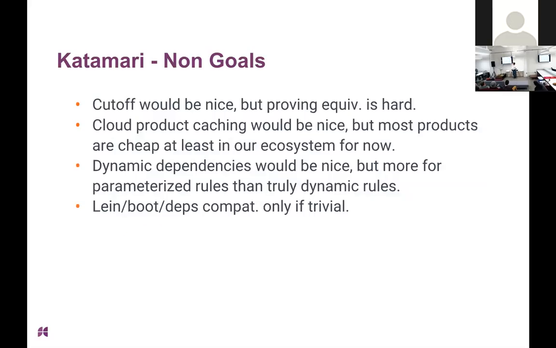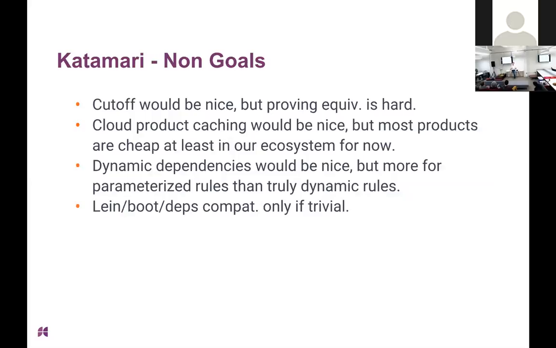Non-goals. Cutoff would be nice, but proving that equivalence is hard, and for the most part, the things we're building are really cheap. They're just like classpath entries, so cutoff is an over-optimization here, as far as I'm concerned. Cloud product caching, again, would be nice, but the primary thing I'm building here is the classpath, or at least classpaths, so it's just not worth the effort to be curling classpaths off a cache server.